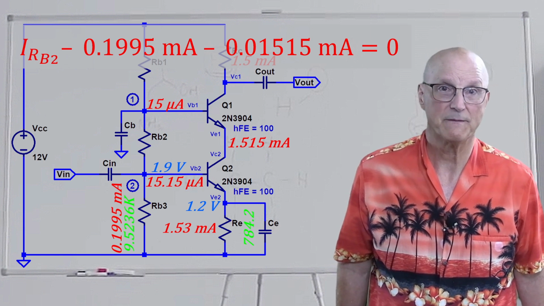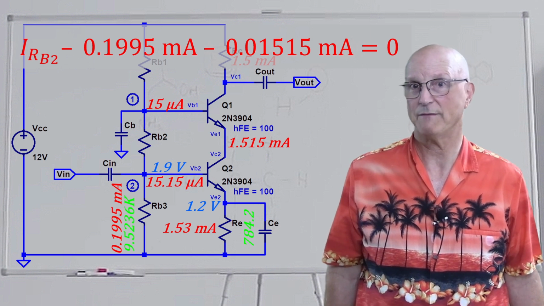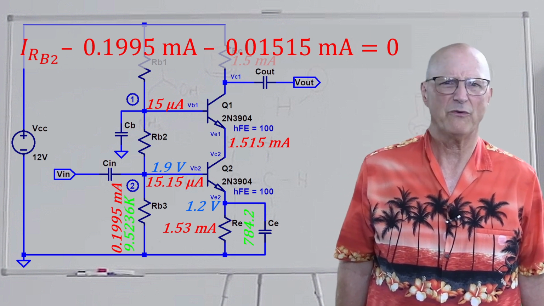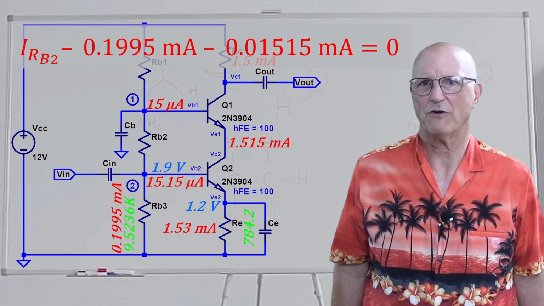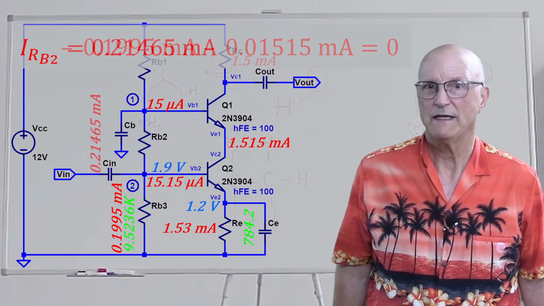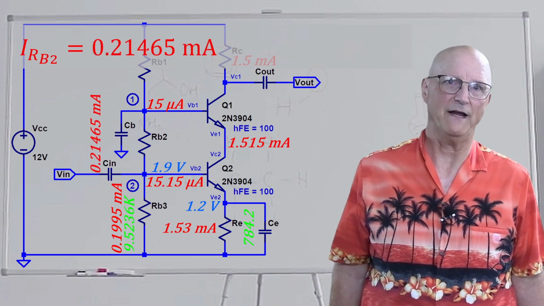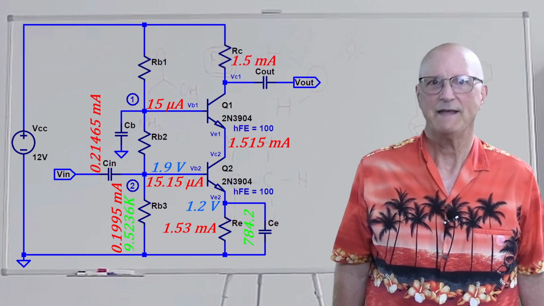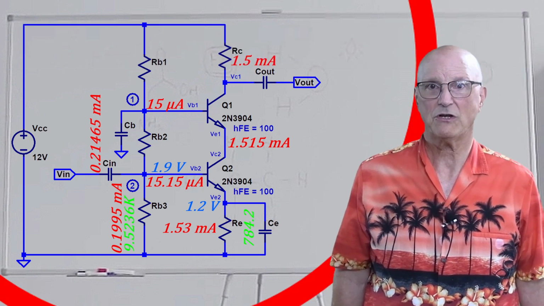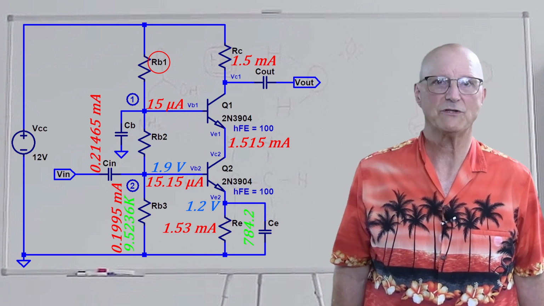Thus, our KCL equation becomes that the current through RB2, IRB2, minus 0.1995 milliamps minus 0.01515 milliamps equals 0. Rearranging this and solving for the current through RB2, we get that the current through RB2 is equal to 0.21465 milliamps. Now we can turn our attention to the current through RB1 by writing Kirchhoff's current law equation around the circuit node at the base of Q1.